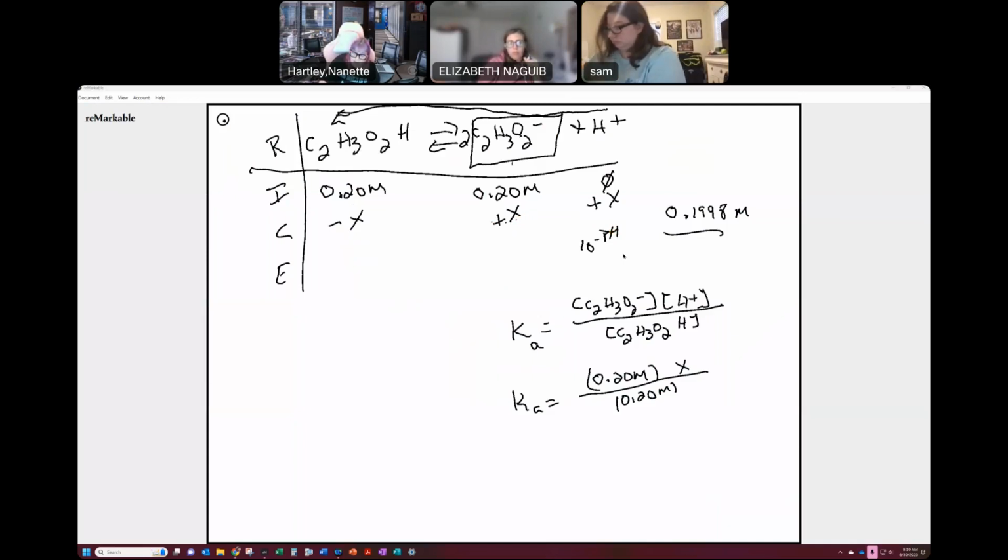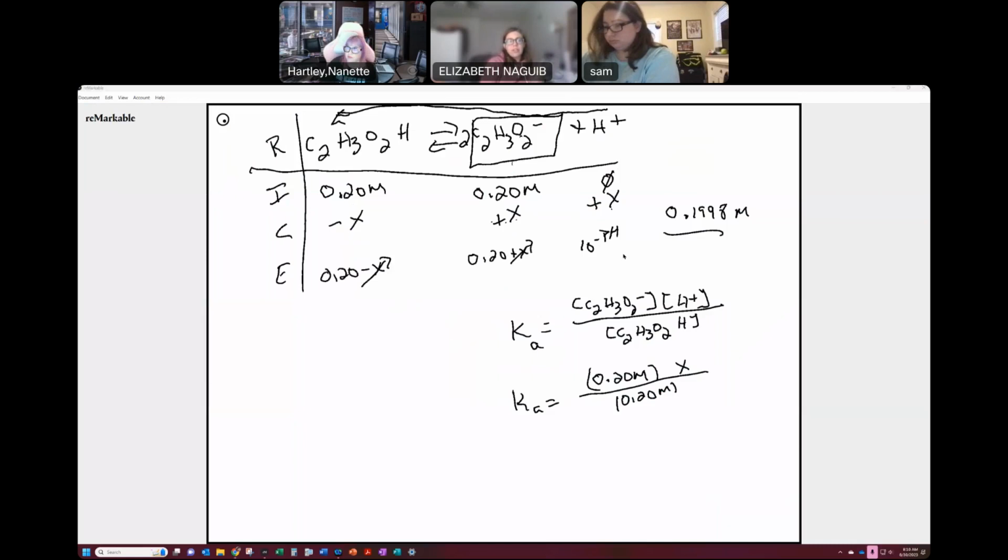That is the same as what we would be looking for without the contribution from the 0.20. So this would be the same value as this. But our equilibrium value here would be 0.20 plus that x. And we normally ignore that x. And this is 0.20 minus x. And we usually ignore that.